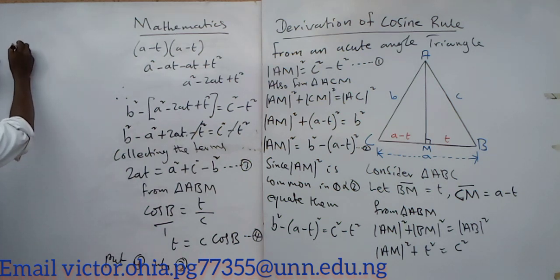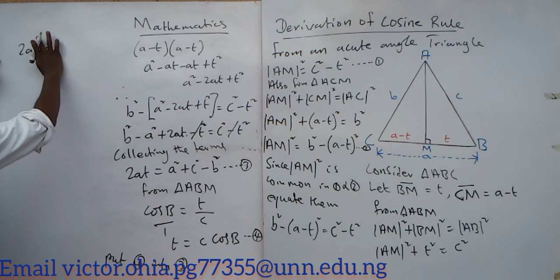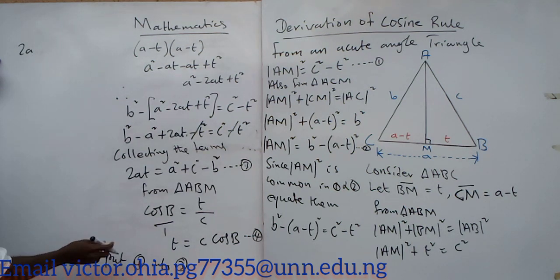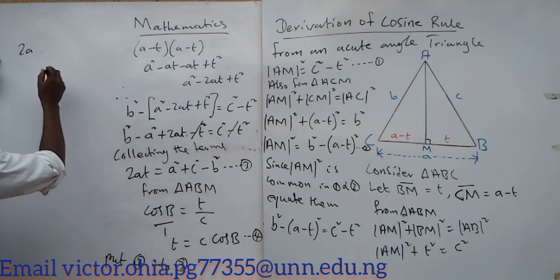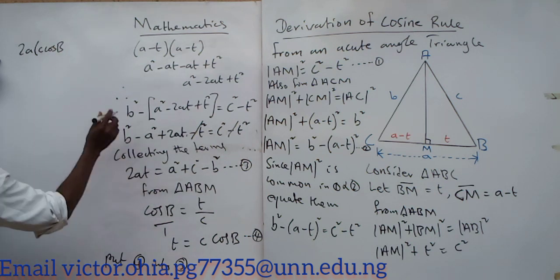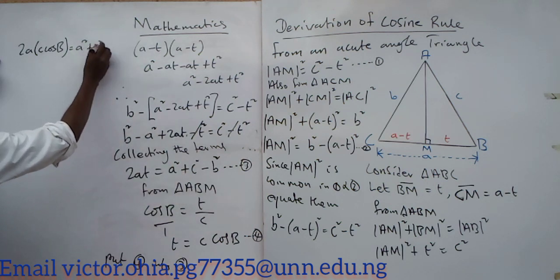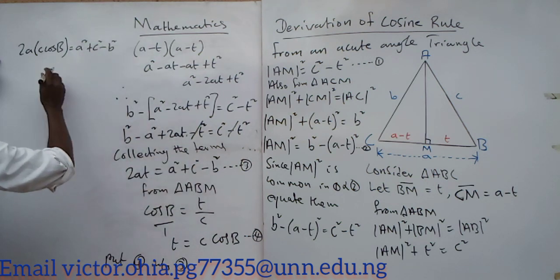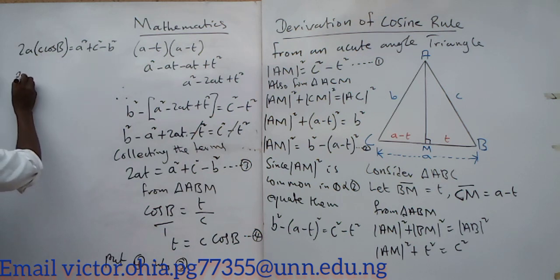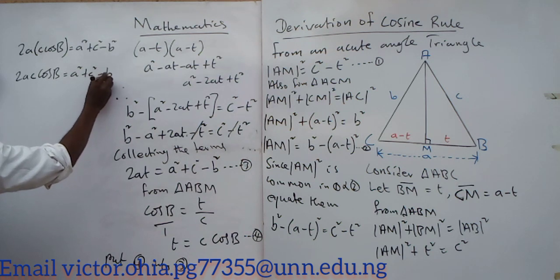So I will have 2 into 3. I will have 2at equals, now this t will be replaced, because t here is c cos B. So I will write in brackets c cos B, I hope that is okay, equals a squared plus c squared, then minus b squared. So obviously what we have here is 2 what? 2ac cos B equals a squared plus c squared minus b squared.